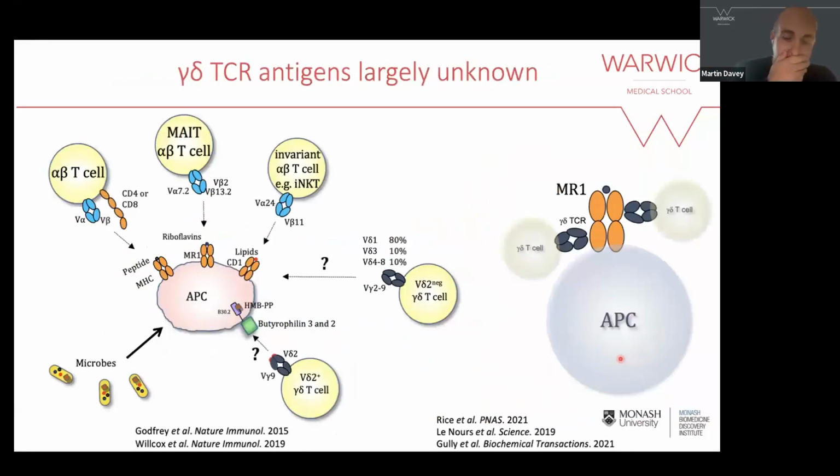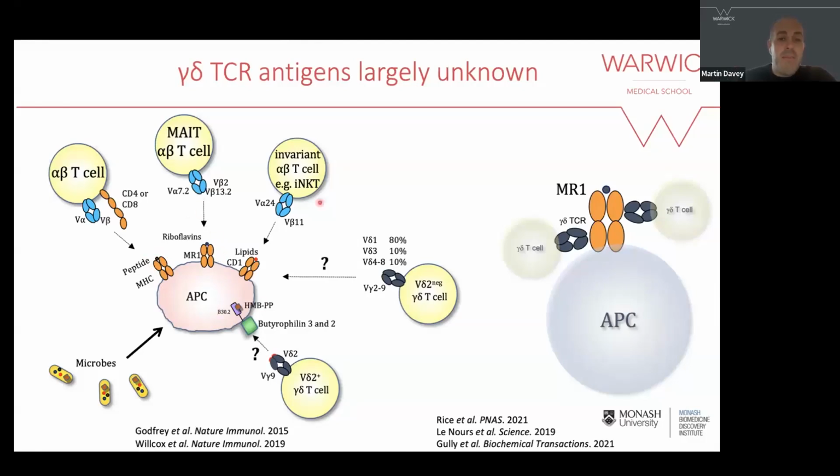One of the key questions in the field is gamma delta T cell receptor antigens. As I alluded to earlier, alpha beta T cells are incredibly well understood, simply because the mechanisms and the engagement of antigens are very well described, and we can harness that to understand their responses in infection. So you've got MHCs presenting peptides.